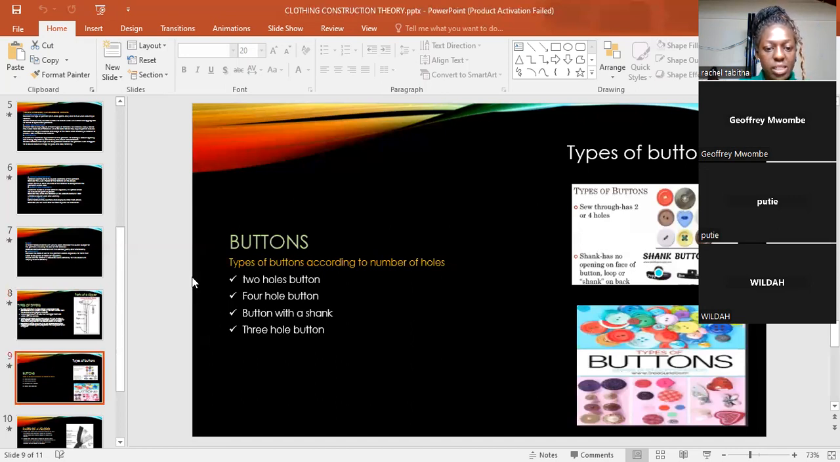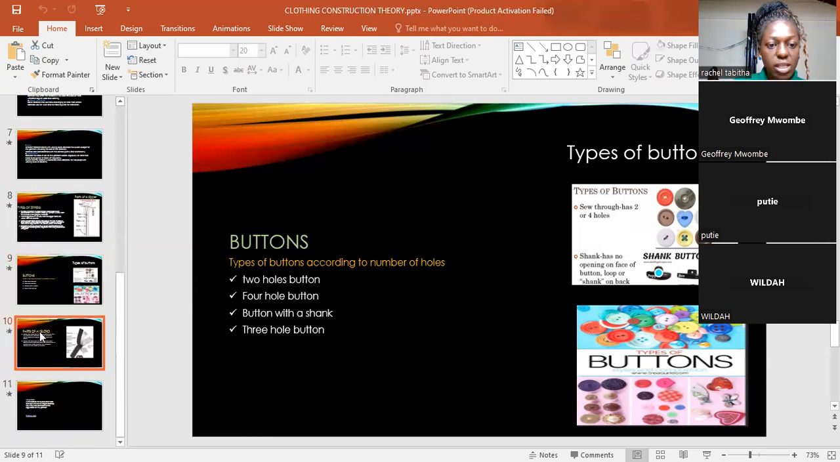So we'll talk about the types of buttons. Can you name for me any type of button that you can see on the screen? A button with a shank and a two-hole button. Good. There is also a three-hole button you can see. So you'll come with examples for the next class.